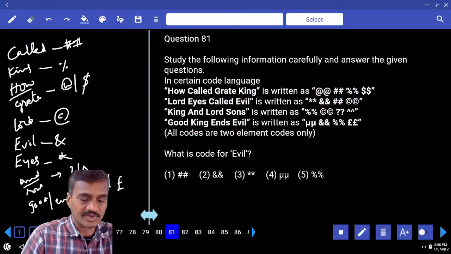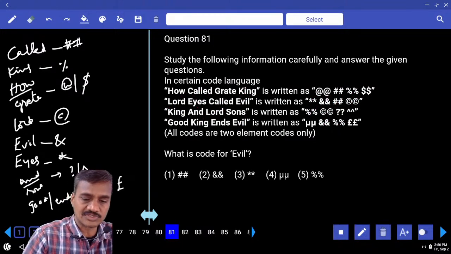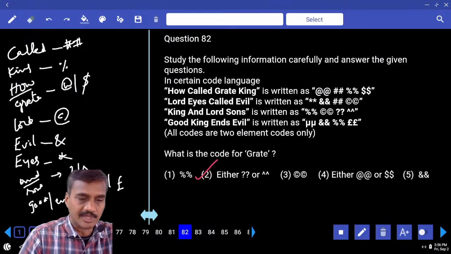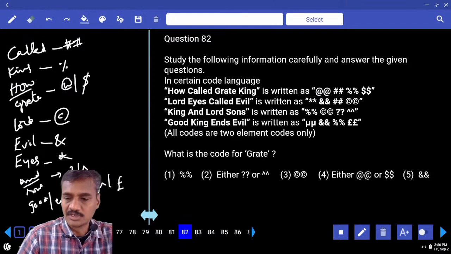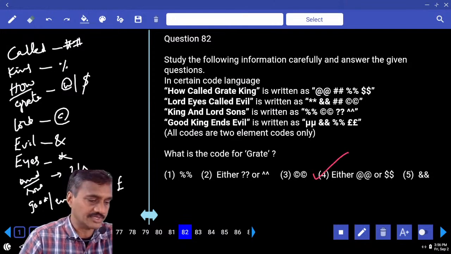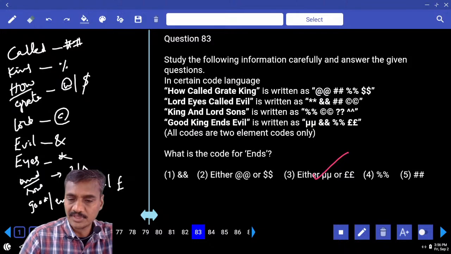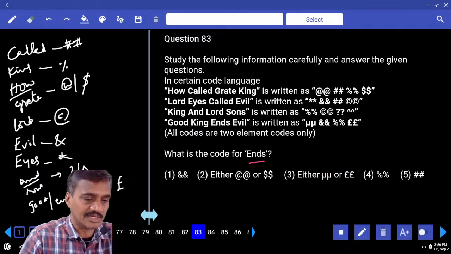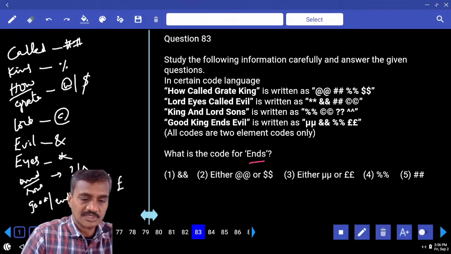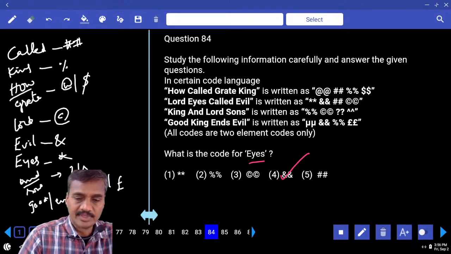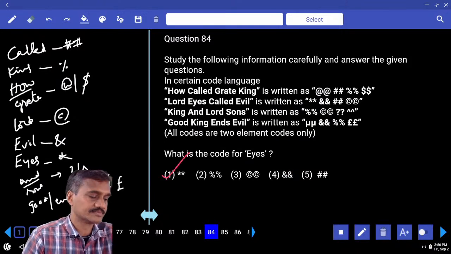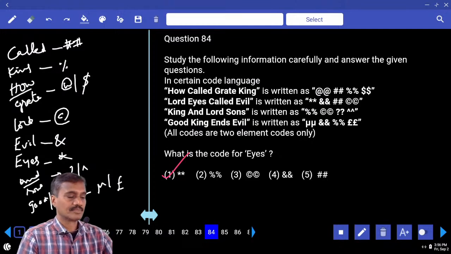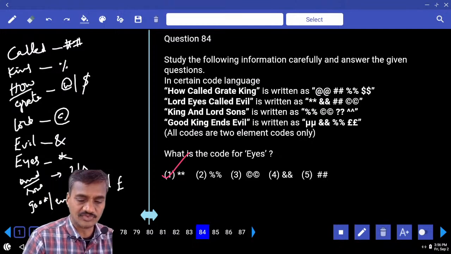Then what is the code for evil? The code for evil is end choice to 81. And great. The code for great is at the rate of or dollar. Dollar or at the rate of choice for 82. Then 83 and ends. What is the code for ends? Either mu or pound. Mu or pound, choice 383. And ice. The code for ice is star choice. Clear? Now this is about 81 to 84.